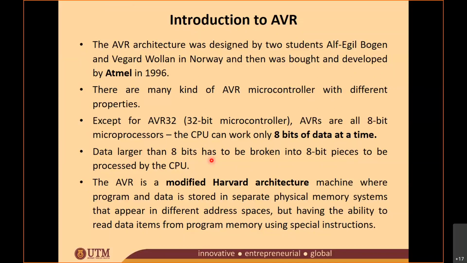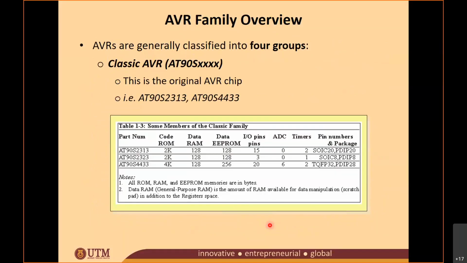Okay, so the AVR is a modified Harvard architecture machine where program and data are stored in separate physical memory systems that appear in different address spaces, but with the ability to read data items from program memory using special instructions. Okay, so let's look at the AVR family overview.